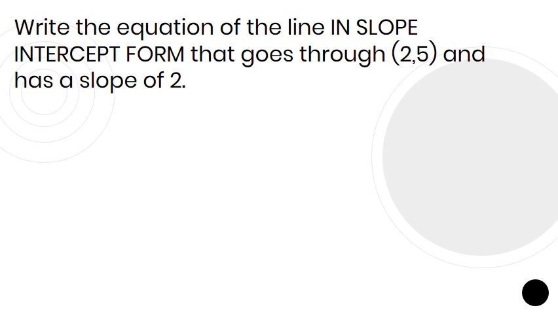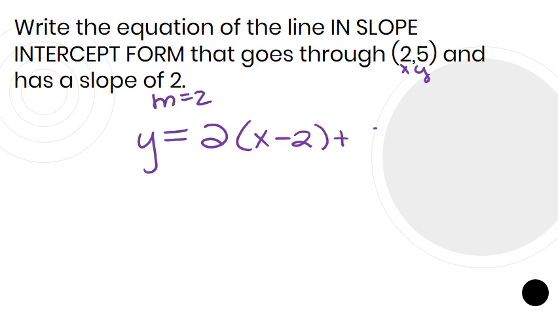Let's take a look at this example. If you're asked to write the equation of the line that goes through the point 2,5 and has a slope of 2. In this instance, you know your slope, or your m, is 2, and you know you have an x value of 2 and a y value of 5. If I start by writing my equation in translated form, which if you're not told otherwise, you can leave it in translated form, would be 2 parentheses x minus 2 with a plus 5 on the outside.